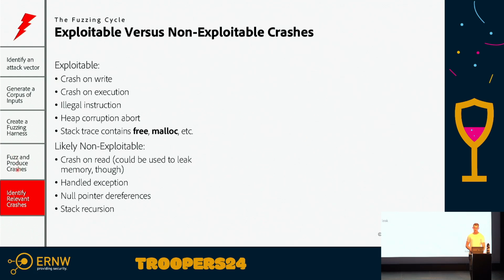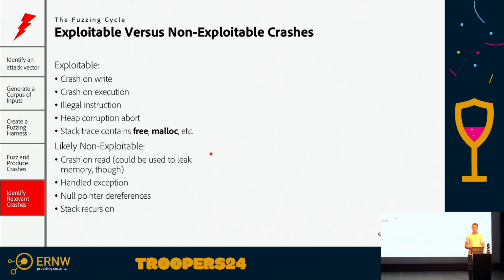Okay, so we talked about fuzzing and how we can improve the fuzzing process. The last thing I want to talk about here is how do we actually identify crashes that are relevant and ones that we should care about. There are some heuristics that we can think about that are really helpful. If there's a crash on write or on execution, an illegal instruction exception that gets thrown, a heap corruption, or if there's a stack trace where a backtrace contains free or malloc, those are things we really care about. And as I'm triaging crashes, those are things I'm going to go back to because they might be exploitable.